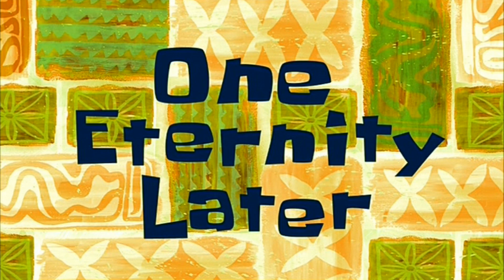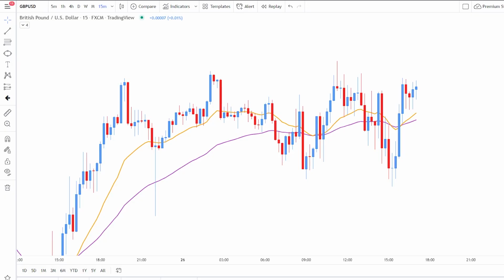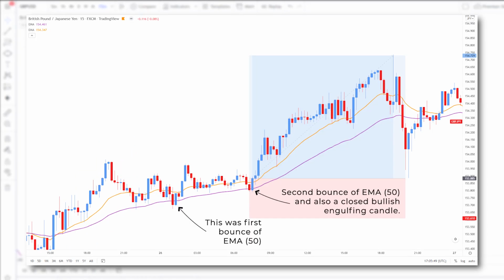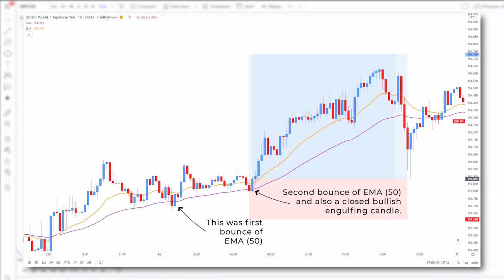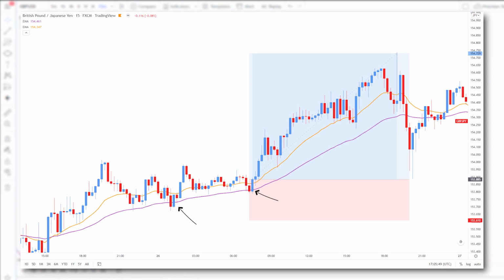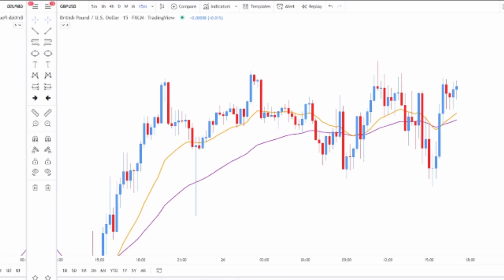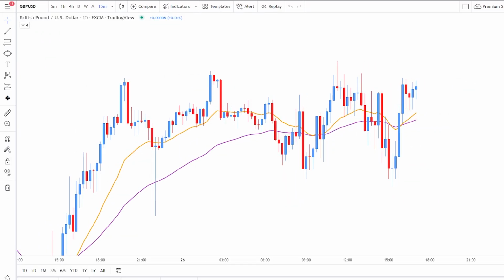So let's say you have been waiting and we have a nice bounce of the 50 EMA. From there, you would be looking for a second bounce to get into a long trade. It might sound confusing, but trust me, once you put this into practice, everything will fall into place. So then we would enter at the closed candlestick.